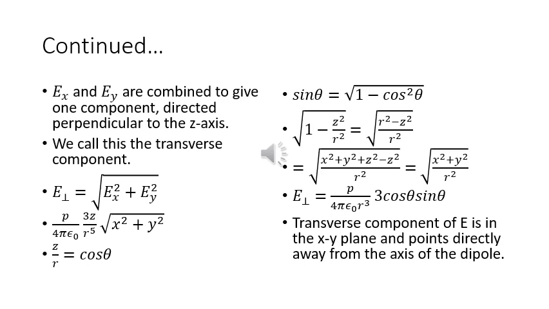We call this the transverse component. So E perpendicular is equal to under root of Ex square plus Ey square, which is equal to p upon 4 pi epsilon naught 3z upon r to the power of 5 under root of x square plus y square.